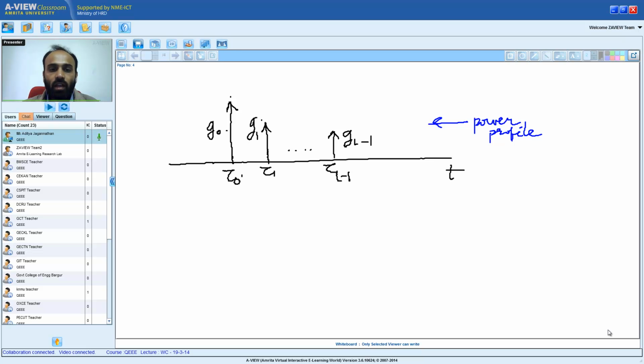At delay tau naught, I have gain G0. At delay tau 1, I have gain G1, so on and so forth. At delay tau L minus 1, I have gain G L minus 1. So G0 at tau naught, G1 at tau 1, so on and so forth, G L minus 1 at tau L minus 1. So basically what we are saying is that the power of the wireless channel is spread over this delay.